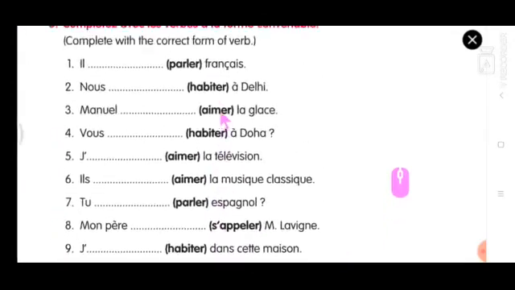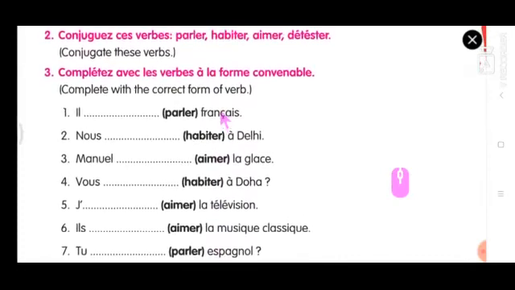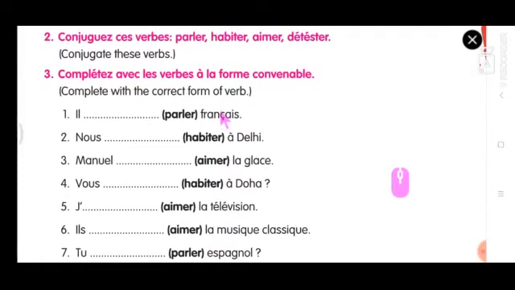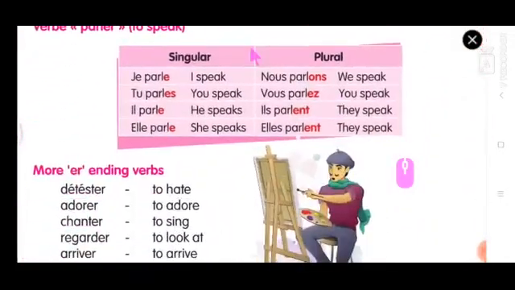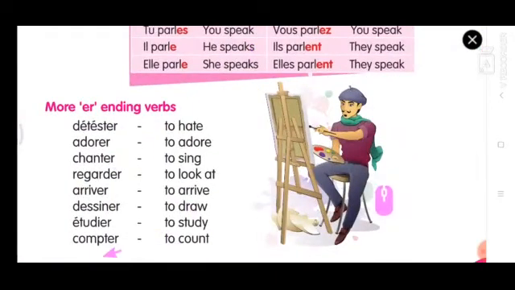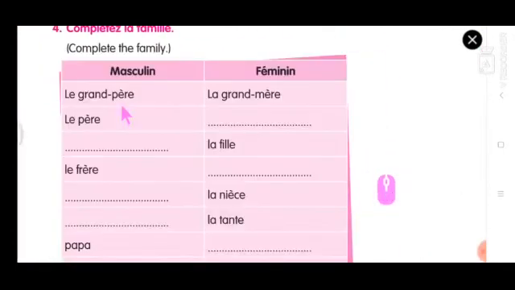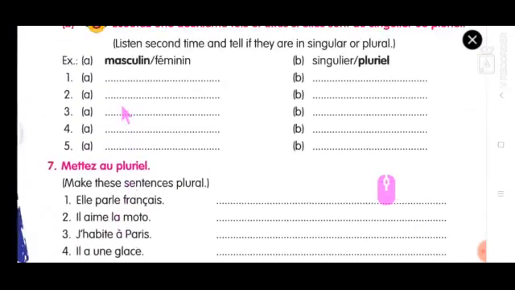test. So you have to revise this and you have to do the online test. And your homework for today is already, I think, exercise number 2 has also been covered in this parler, habiter, aimer, détester. In these verbs which you have conjugated, I think you would have covered it. So instead of giving that as a homework, I am just going to give exercise number 7.